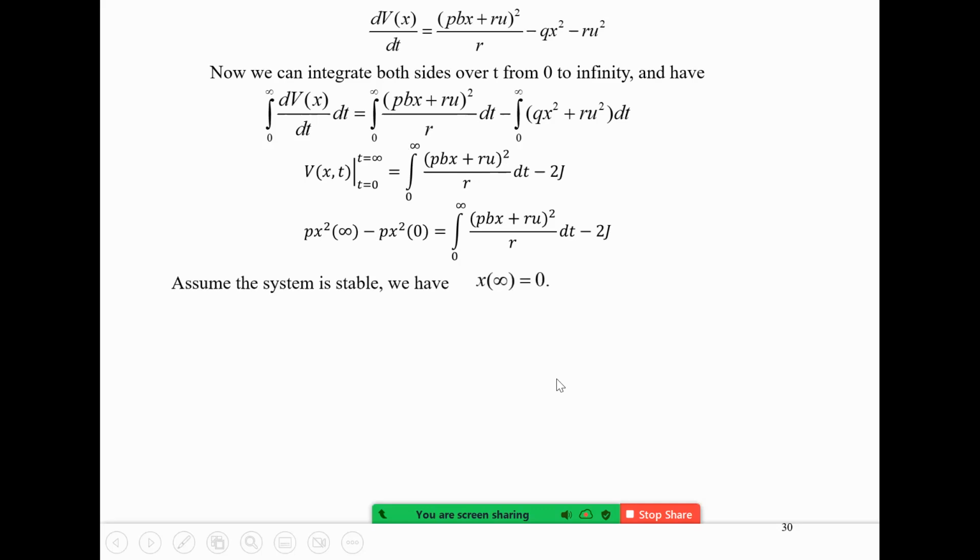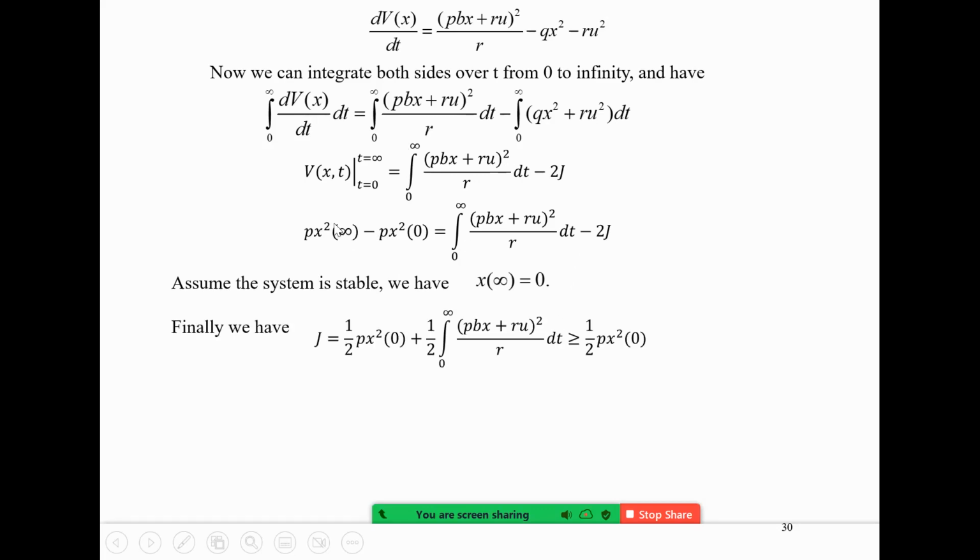Now, on the left side, let's assume that the system is stable. Of course, you say, hey, how do you know? But okay, let's just assume this is the case. Later, we're going to prove that. But anyway, let's assume the system is stable, which means that x will be 0 when time goes to infinity. So x at infinity will be 0.